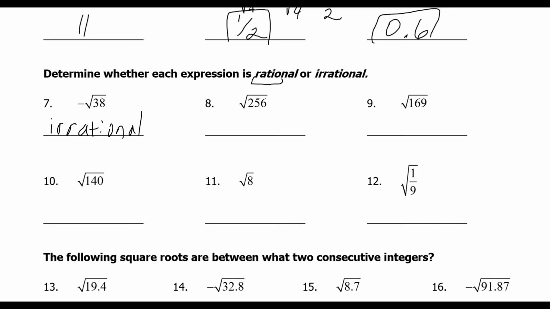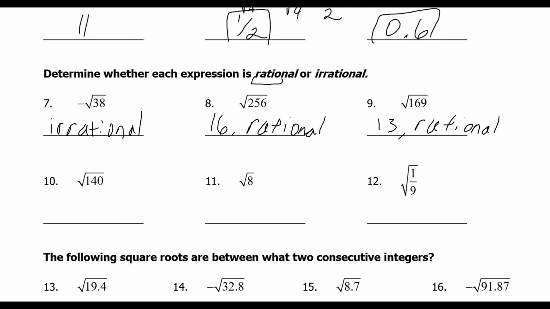Alright, same thing goes for number 8. We just put that in the calculator and see what pops out. And when we do that, it pops out 16. And, well, 16 is a rational number. It's an integer, which is rational, so that's what we say. Alright, number 9. If we look at that, that's going to be 13, which means that it is, in fact, rational.